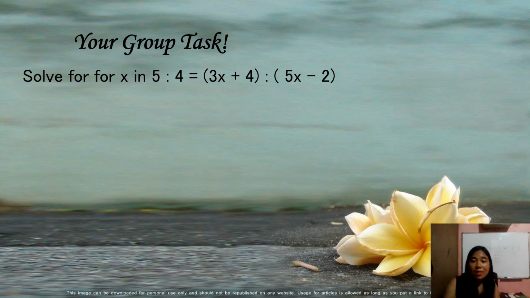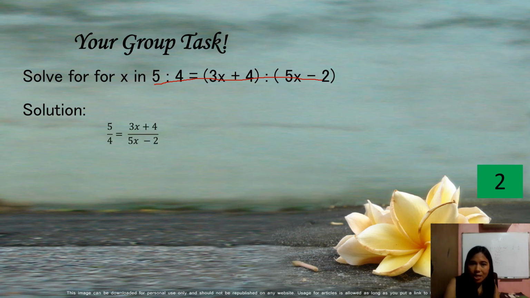So similar, what's the answer? Okay, how did we find 2? Alright, so here's the solution. So the given here can be written in fraction form by the fundamental rule of proportion. So we will have 5 over 4 equals 3x plus 4 over 5x minus 2. And then, by cross multiplication, we will multiply 5 by 5x minus 2 and 4 by 3x plus 4.